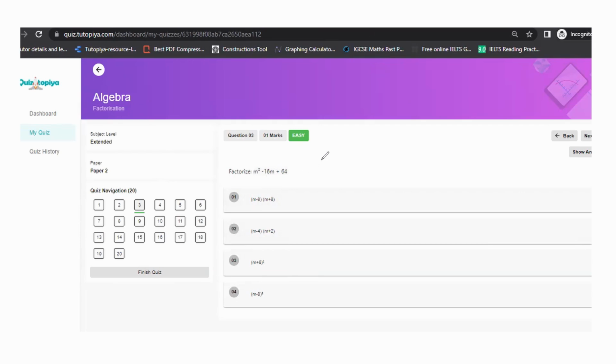Okay, let's see. Now m squared minus 16m plus 64. There are two ways that you can find the answer for this. First, you multiply m squared and 64, and you get 64. You have to find a pair of factors which will add up to negative 16. So the best option is negative 8, negative 8. Negative 8 times negative 8 makes positive 64. Negative 8 plus negative 8 makes negative 16.